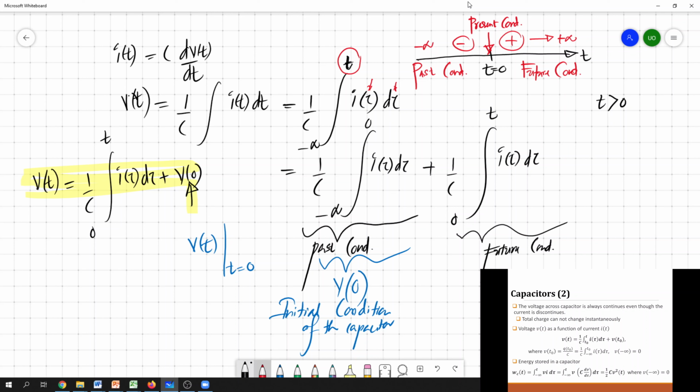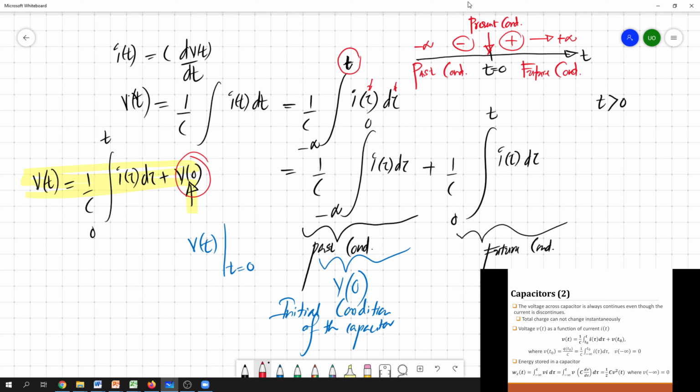Whatever the problem is, if it simply says that your initial condition is 0, you can simply evaluate the voltage as 1 over C integral of current. Otherwise, all the time you have to consider this initial condition. Either you have to calculate it through the circuit, or you can get the value given in the question. So keep in mind, if you want to evaluate the voltage across the capacitor, in addition to this integral you have this initial condition as well.